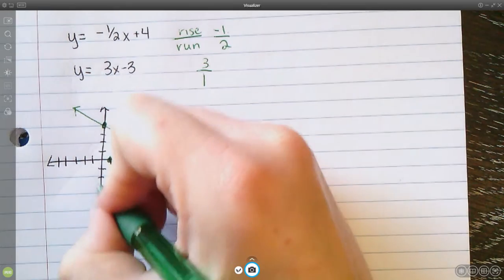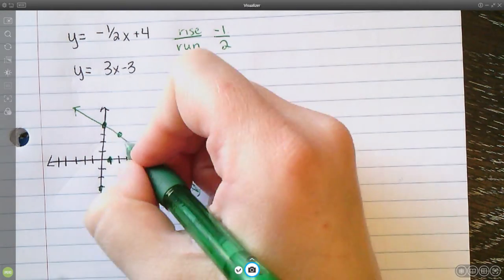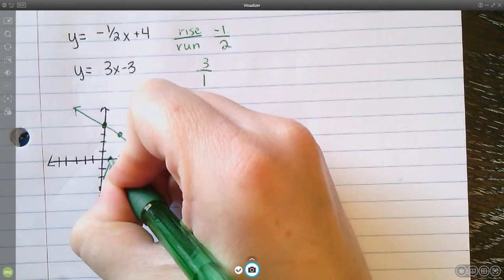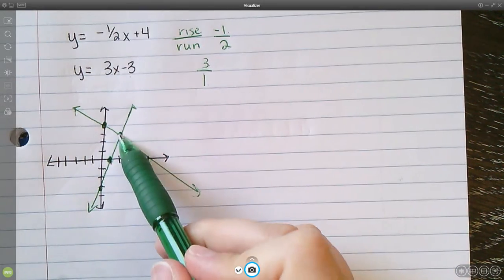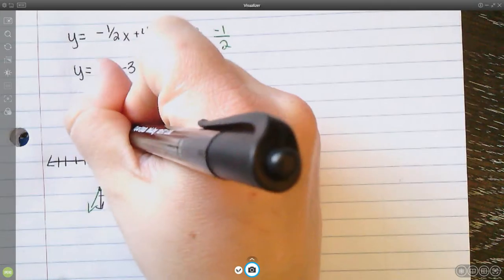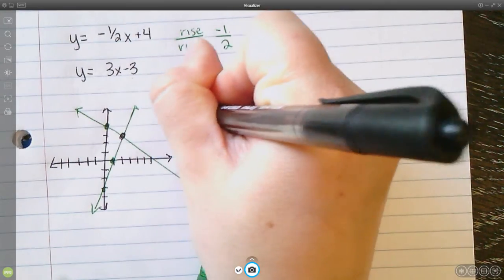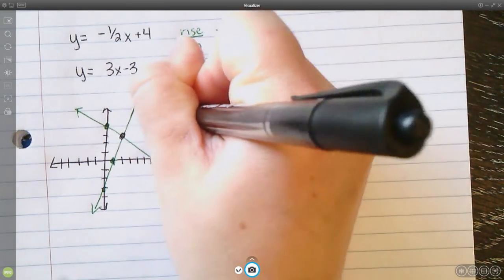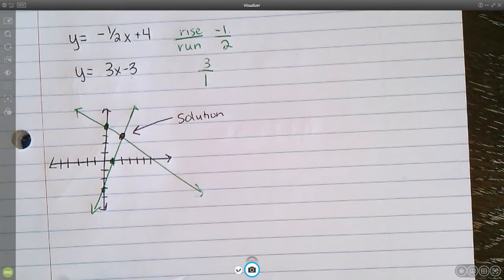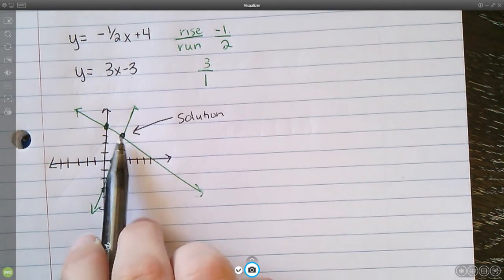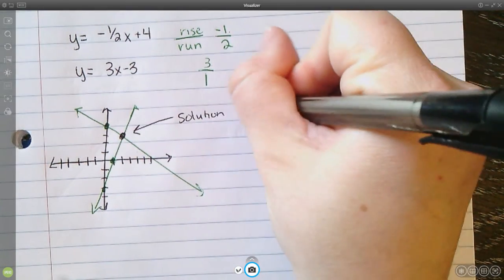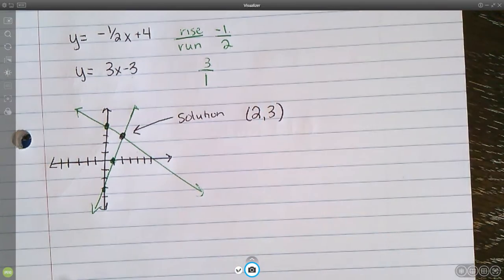So let's see. Okay, and so those intersect right here. So this is our solution where they intersect. That guy right there. So we need to figure out what point that is. Well, it looks like it's at 2, 3. So your solution is at 2, 3.